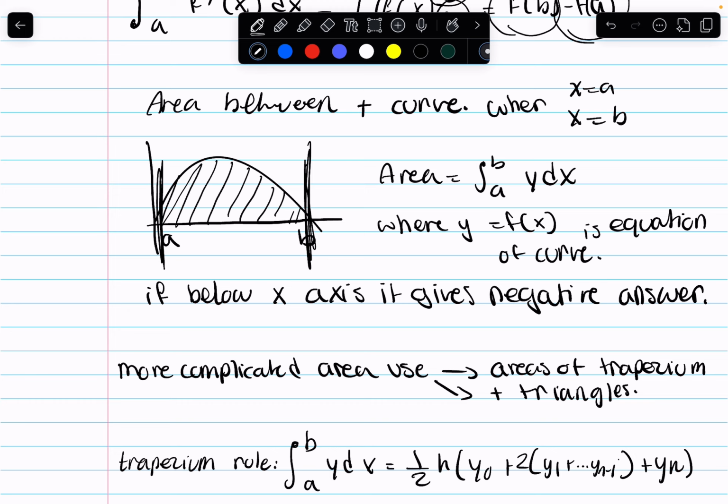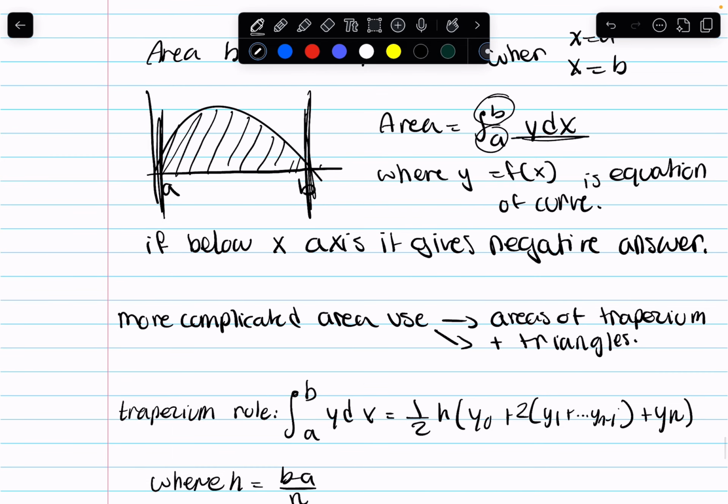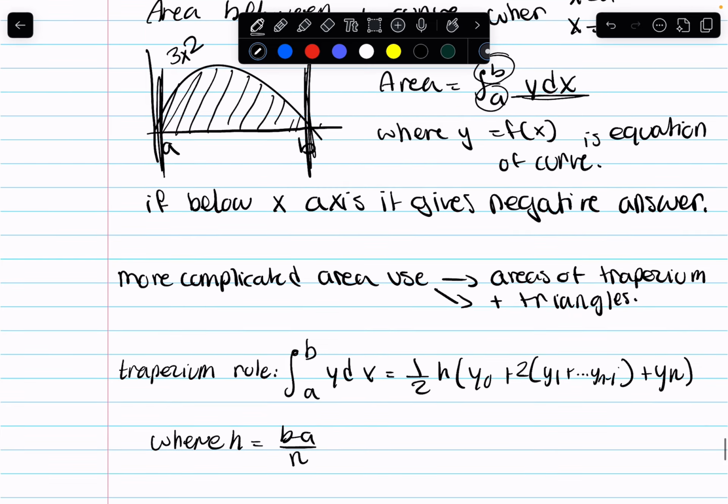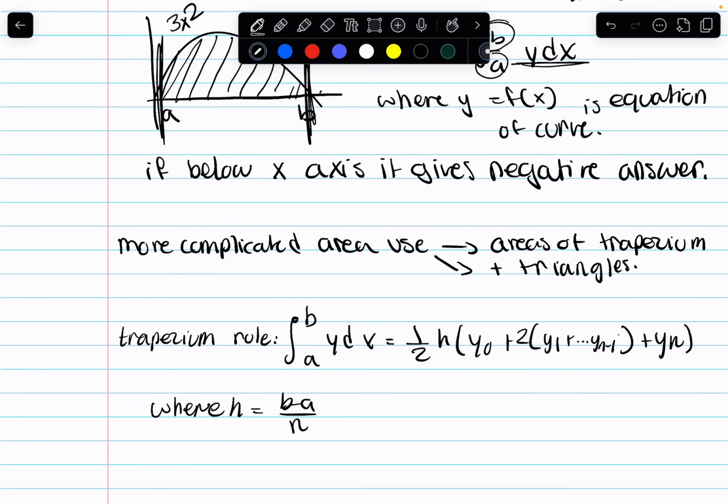I do the integral from a to b of y dx, where y is my f of x and it is the equation of the curve. So if it's 3x minus 2 or 3x squared, it's the same thing. If it's below the x-axis, you get a negative answer, so take the magnitude.